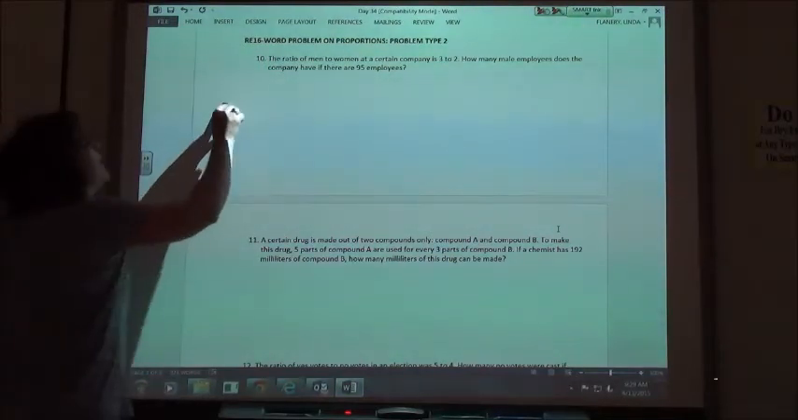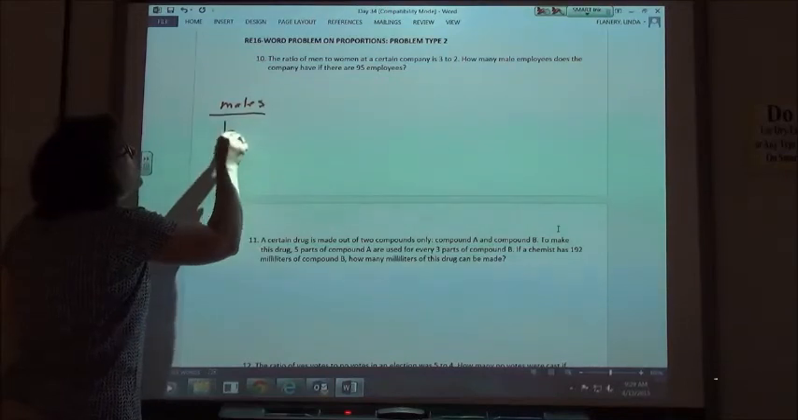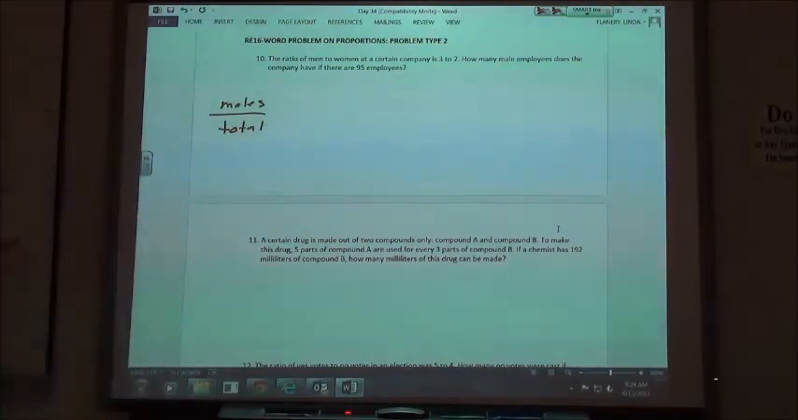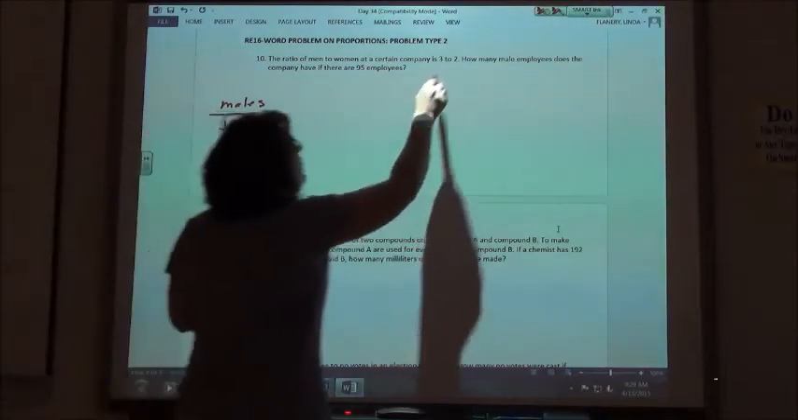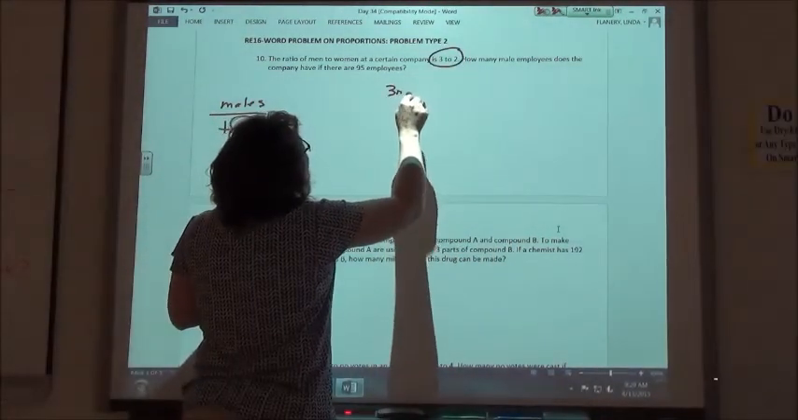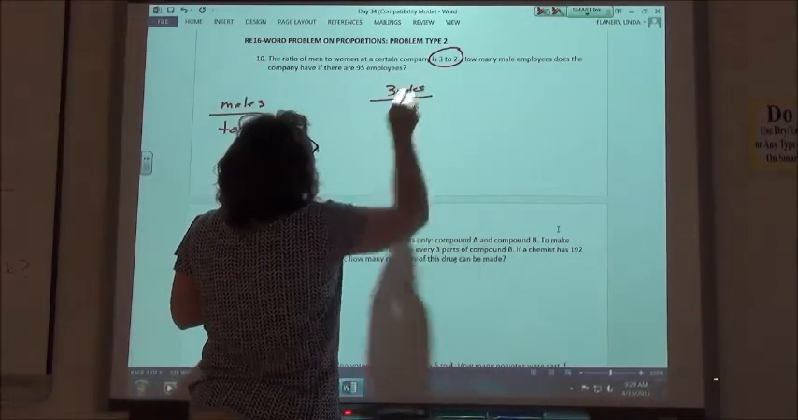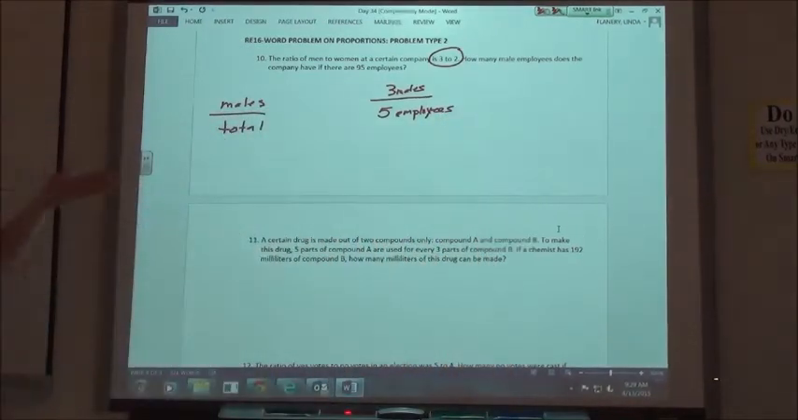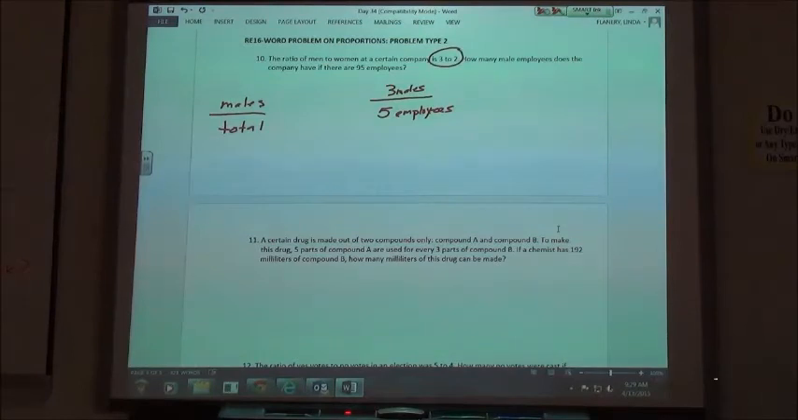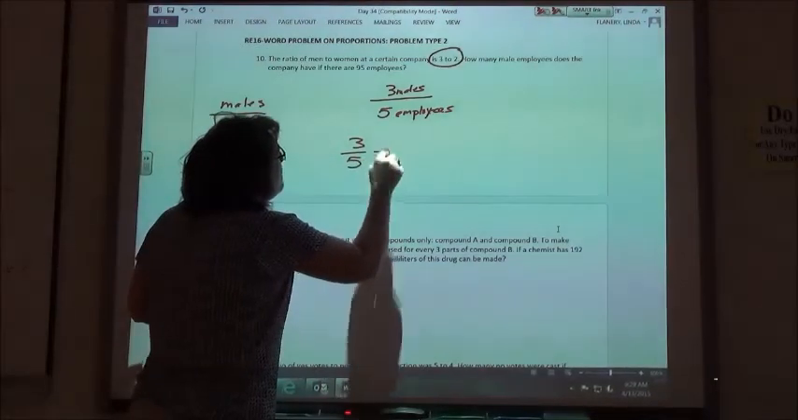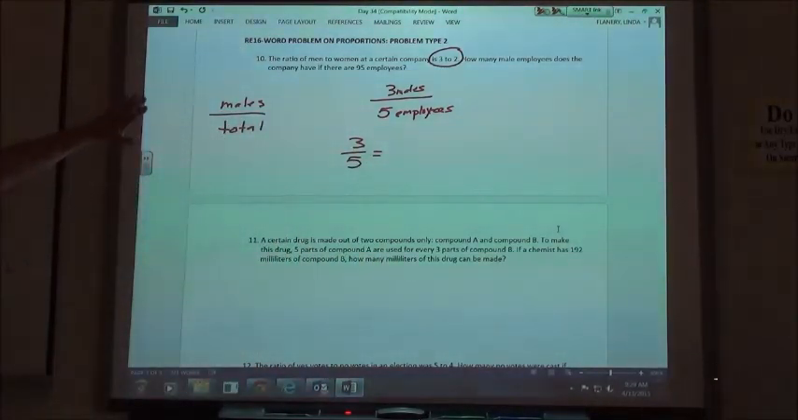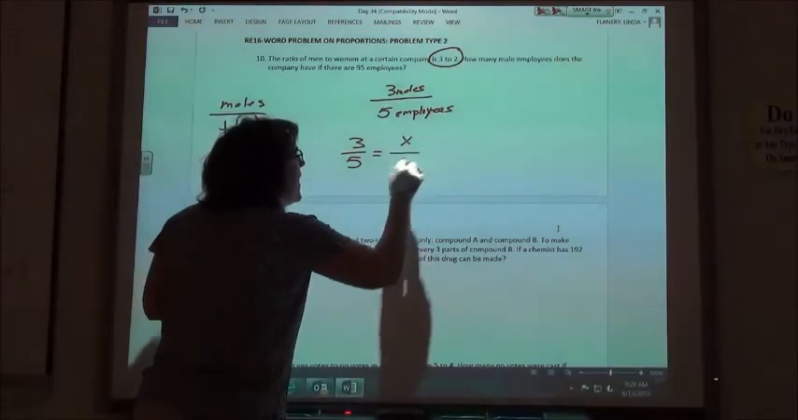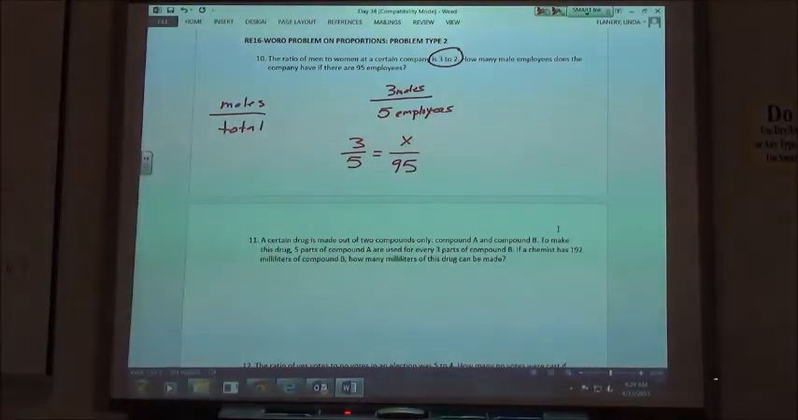So what they're comparing is the males to the total. So when I look at my given rate, I want to look at that and say, okay, if my ratio is 3 to 2, there are 3 males for a total of 5 employees, right? 3 men to 2 women, so 3 men out of every 5 employees. So if I have 3 out of 5 for my given rate, how many men if there are 95 employees? X over 95. So 3 over 5 would equal X over 95 for the proportion I would want to solve.